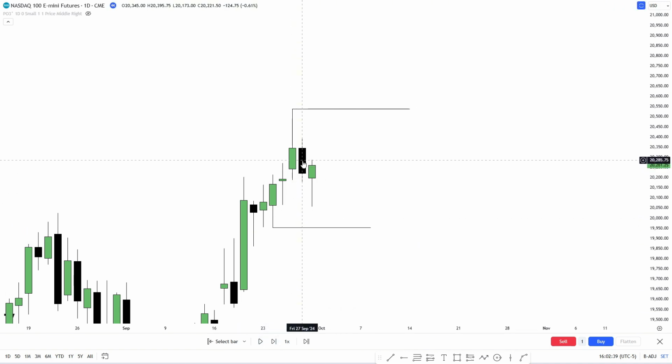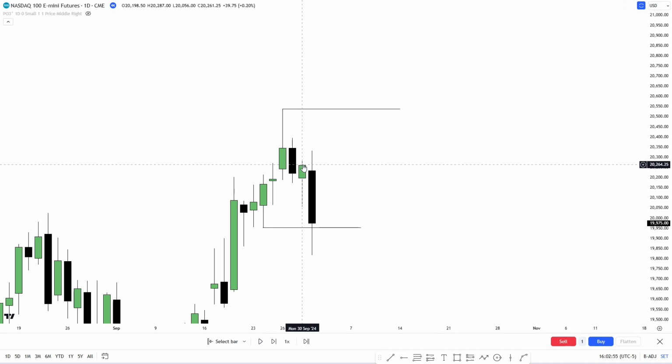Okay, so we took out the previous day's low. We failed to close and displace below it. So to me, this was a liquidity sweep on the previous day low. So going into Tuesday, I'll be looking to take out Monday's high. So let's play price out.